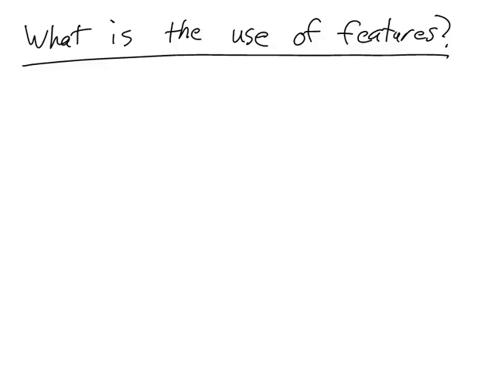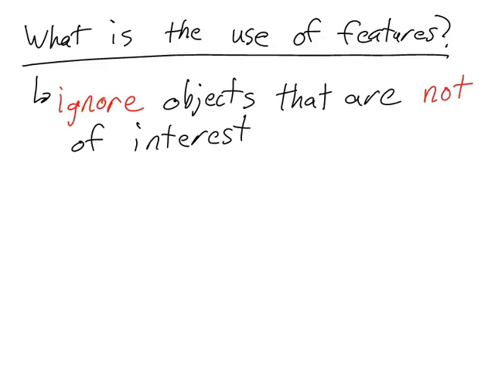Basically, features of objects can be used to help us do three different important functions. Features can be used to help us ignore objects that are not of interest.